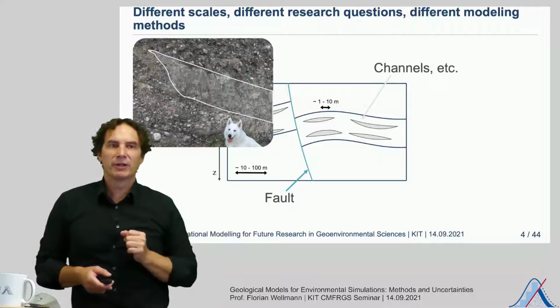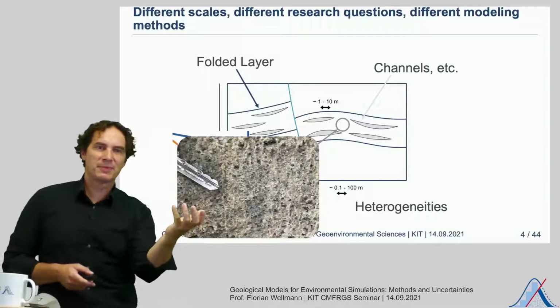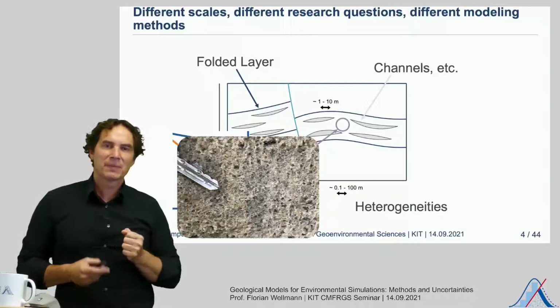Typically, we talk here about sedimentary structures, maybe channel-like structures as we see them up here. And if we go even closer, you take your hand lens and look inside a rock or a hand specimen, we see some random fluctuations almost. We see pores and grains, and another type of structure in here. And why is this important to keep in mind?